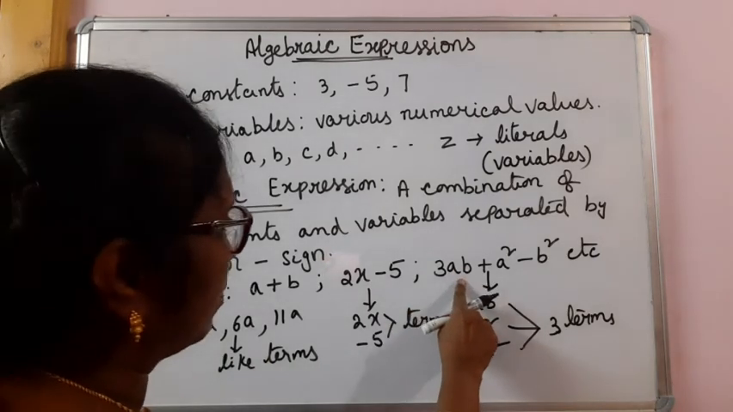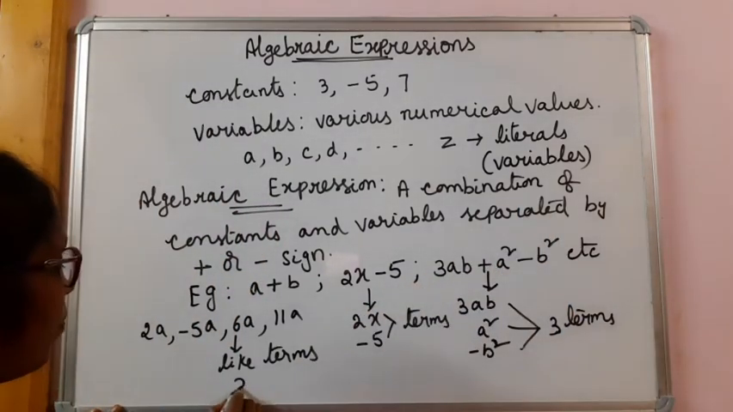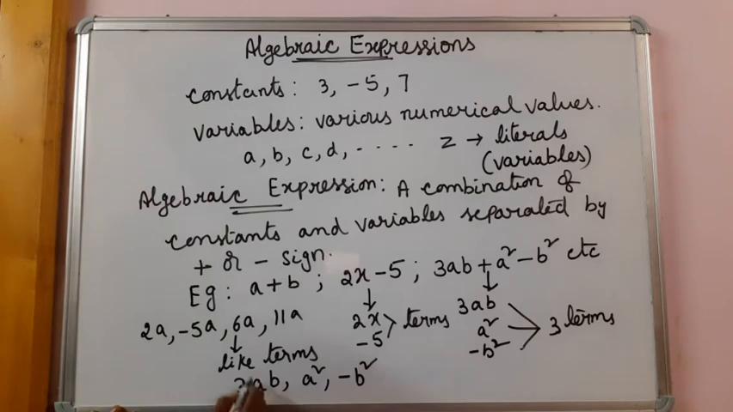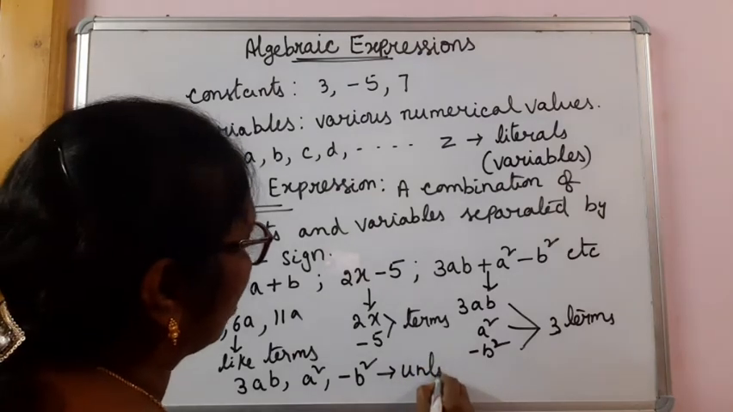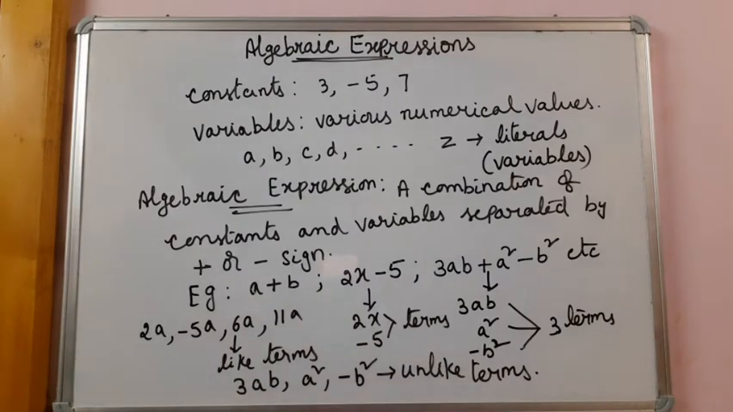Then what are unlike terms? Here you see 3ab, a square, minus b square. Here the variables are ab, here a square, here b square. So these are not like, so these are said to be unlike terms. So two or more terms having the same variables are known as like terms, and if they have different variables, they are said to be unlike terms.